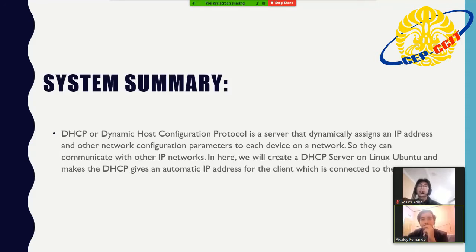And this is the system summary. As you can see, DHCP or Dynamic Host Configuration Protocol is a server that dynamically assigns an IP address and other network configuration parameters to each device on a network, so they can communicate with other IP networks. Here, we will create a DHCP server on Linux Ubuntu and make the DHCP give an automatic IP address to the client which is connected to the server.